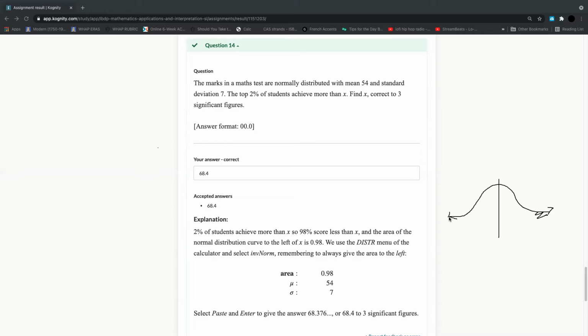So in your inverse norm portion of the calculator, you want to type in 0.98, and then for your mean, 54, and then for your standard deviation, you want to put 7, and then calculate that, and then you should get 68.3762, or as it says right here in the Kognity explanation, 68.4 rounded.